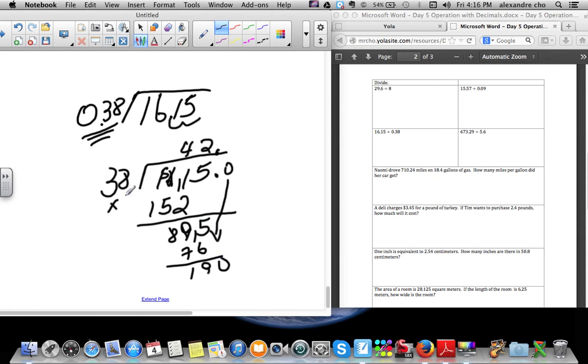38 times 5. Let's see. 38 times 5 is 190. Yeah, and it goes in. 38 goes into 190 five times, which is 190. And our final answer is 42.5. That's our quotient.